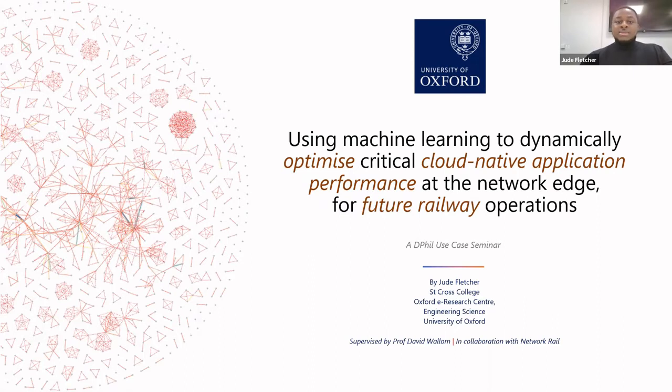Welcome, everybody. Once again, my name is Jude Fletcher, and today I'm going to talk about how we've been able to use machine learning to dynamically optimize critical cloud native application performance, especially for railway operation. As part of my research, I'm working on how to reduce latency for application performance, and this seminar is really to demonstrate how I've been able to apply my research in the railway industry to actually prove the value of my work in industry.